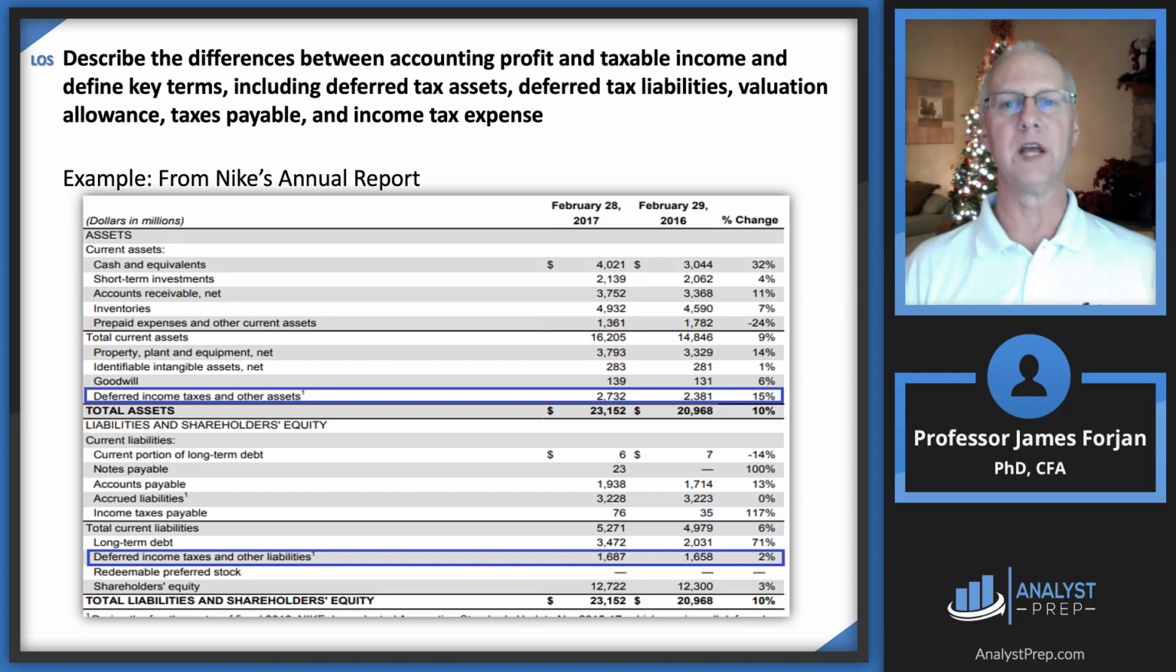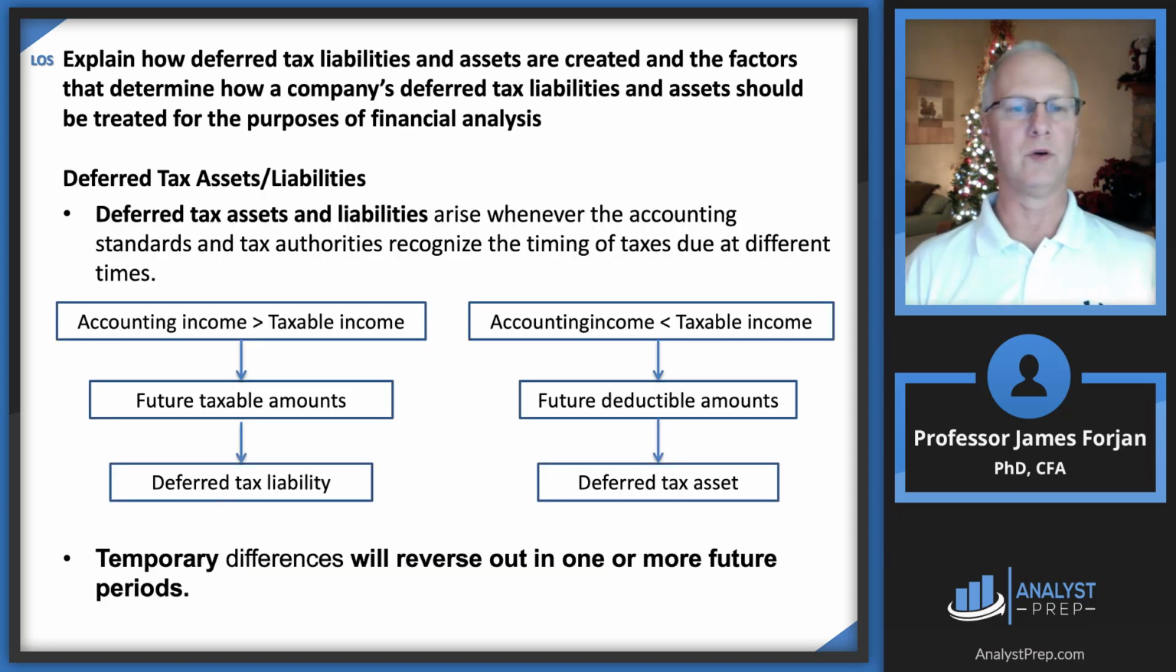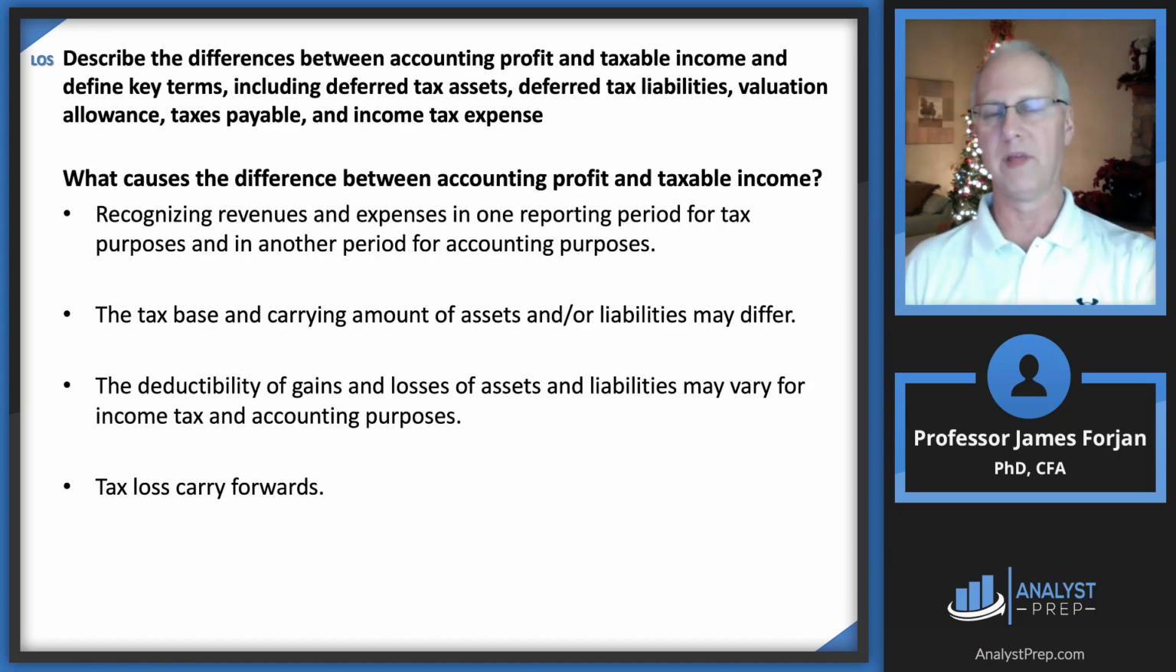Now, those of you who've been paying attention know that we like to use Nike's annual report. So here, if you look at Nike's 2017 annual report, looking at the balance sheet, there's deferred income taxes and other assets in 2017 of 2732. And then under liabilities, deferred income taxes and other liabilities, there's 1687. And so those for Nike probably relate to one of these four things plus those differences in depreciation.